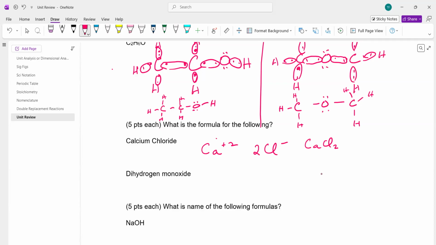Dihydrogen monoxide. 2 hydrogens. 1 oxide. Also known as H2O.